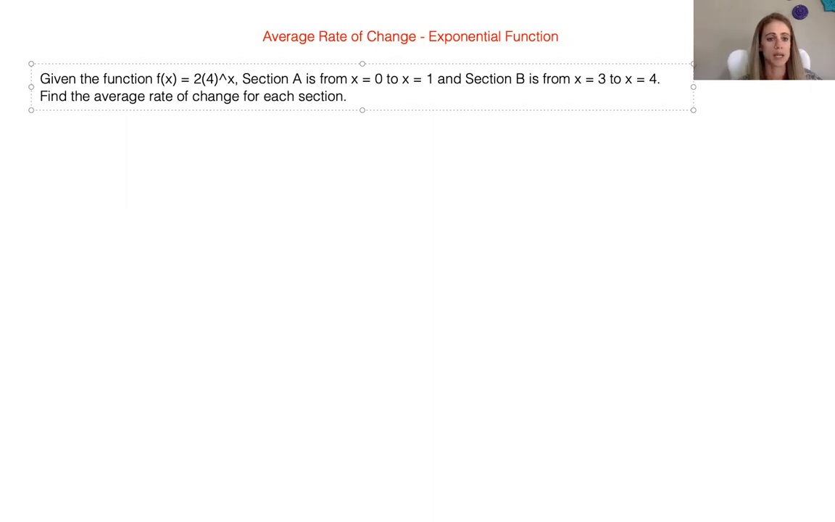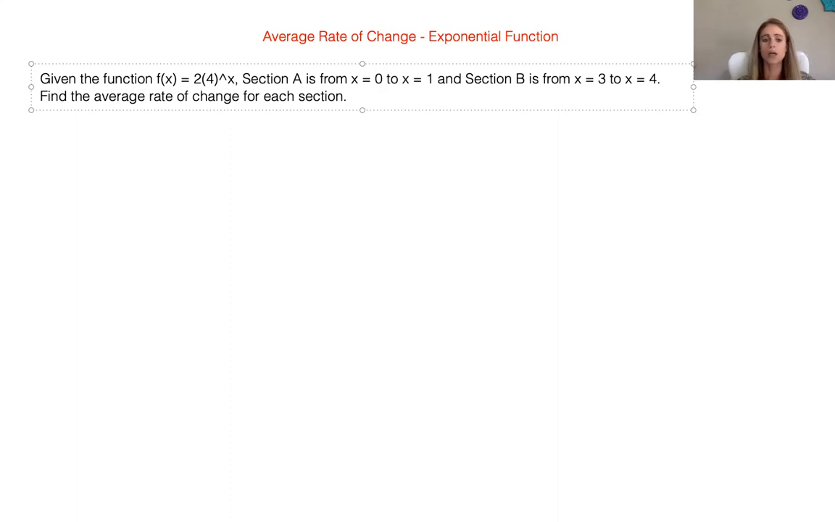So for this example, we are given the exponential function, f of x is equal to 2 times 4 raised to the power of x. Section A is from x equals 0 to x equals 1, and section B is from x equals 3 to x equals 4. And we want to find the average rate of change for each section.